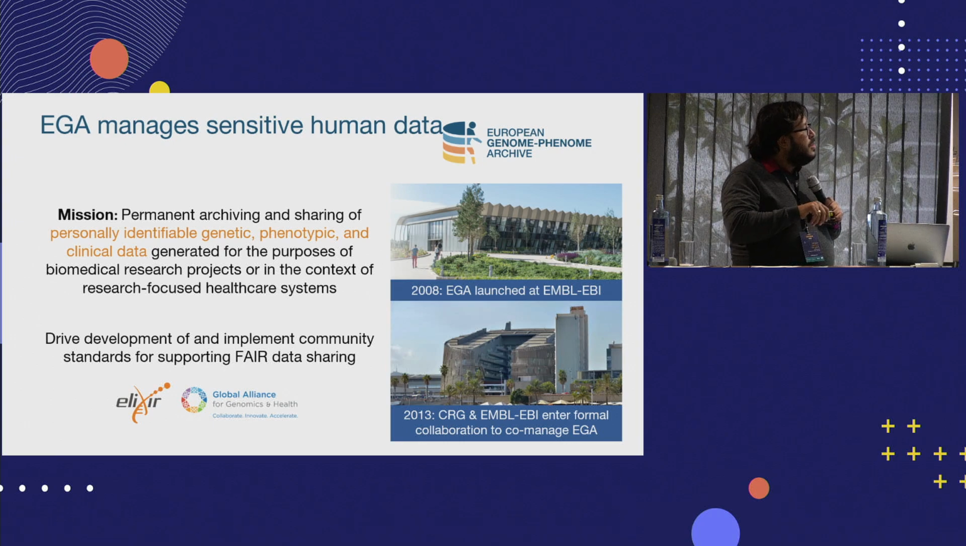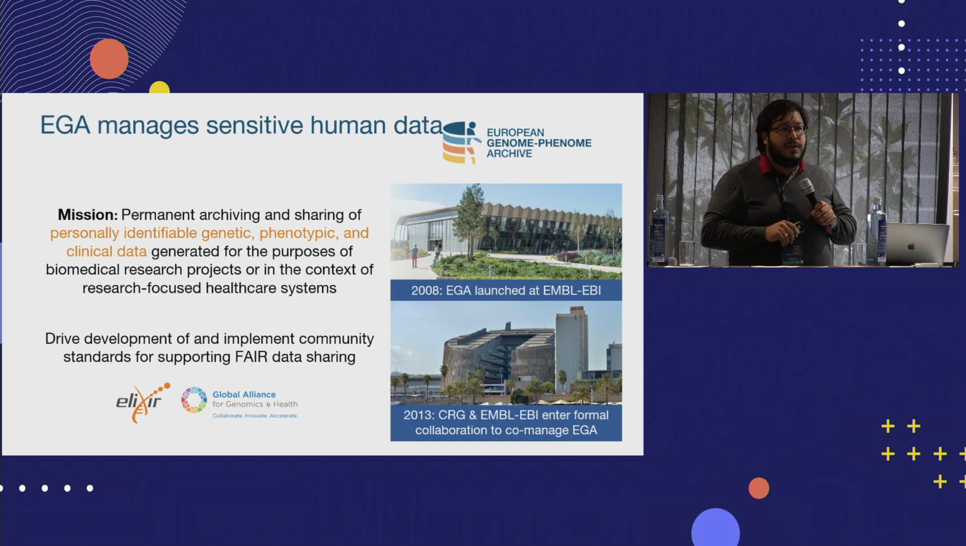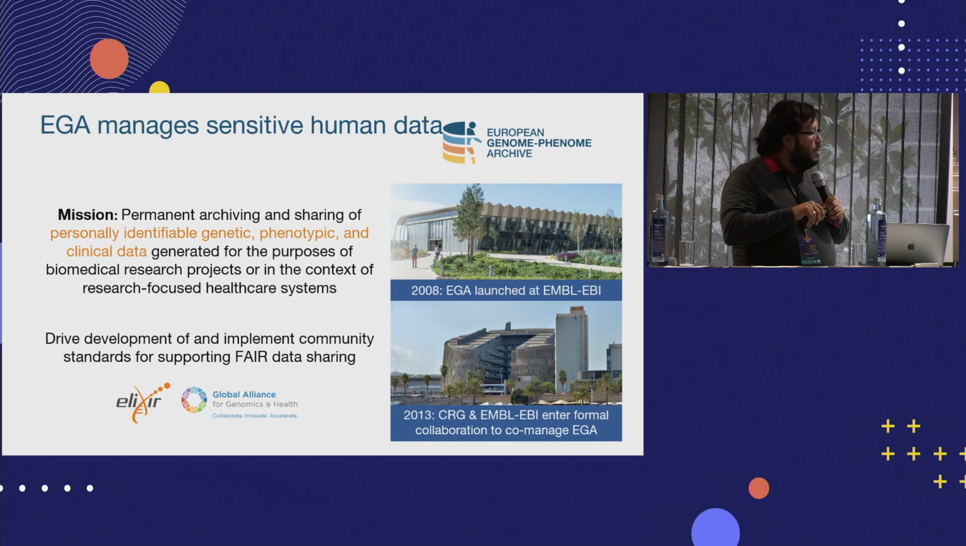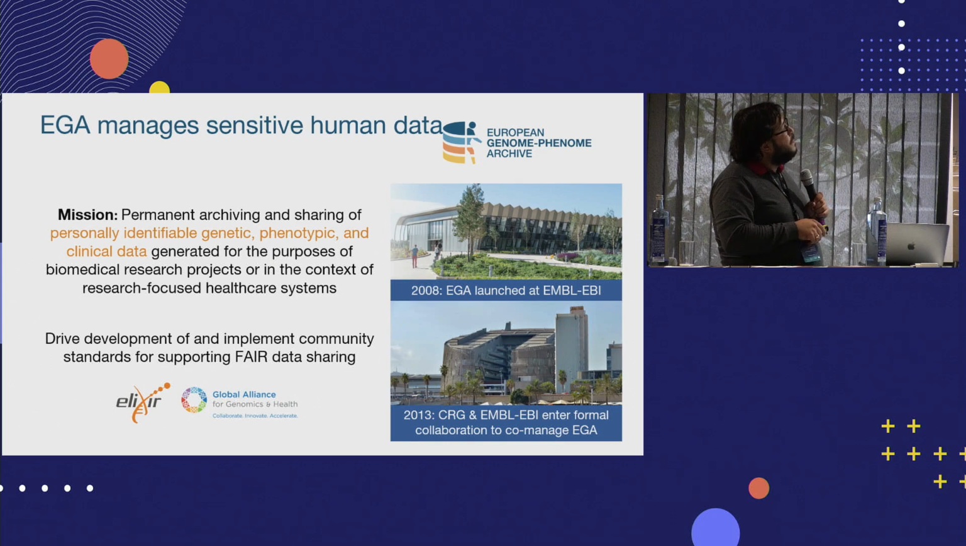Importantly, this is done in the context of Elixir, the Pan-European Infrastructure for Life Sciences Data, and the Global Alliance for Genomics and Health. This is really important because we want to make sure that what we are developing is not just at European level, that whatever we do is standardized, and that we follow open standards and open source solutions, and so on. So very much in line with the previous speaker on open science.